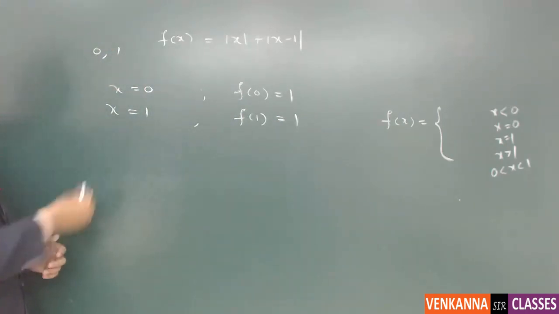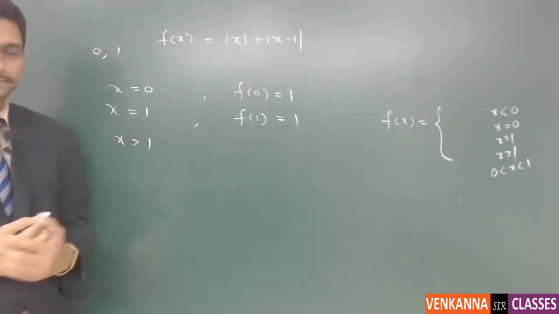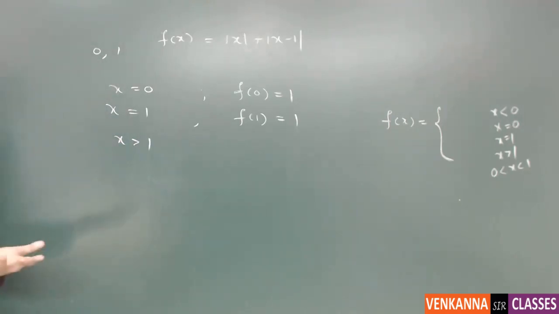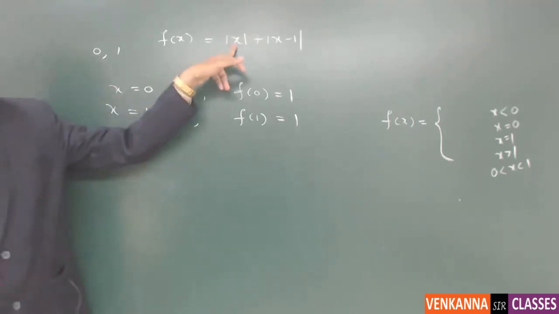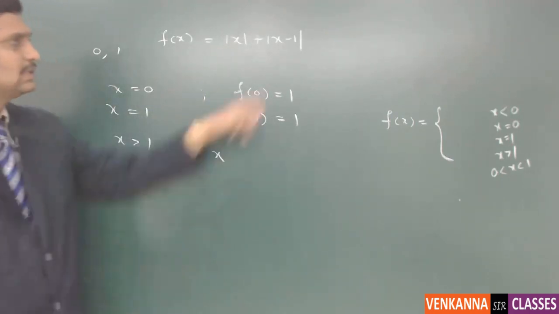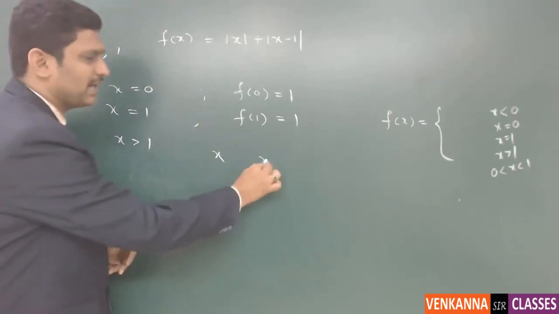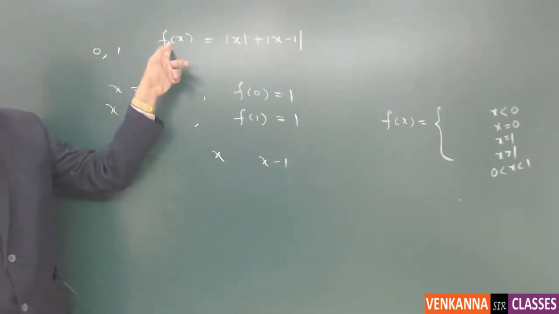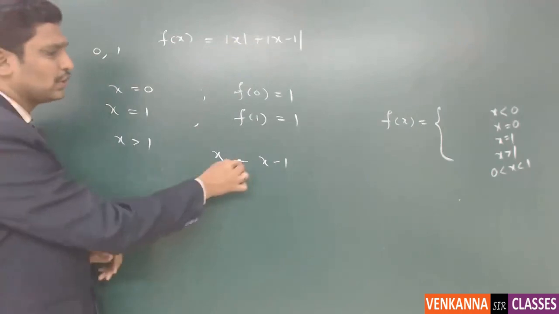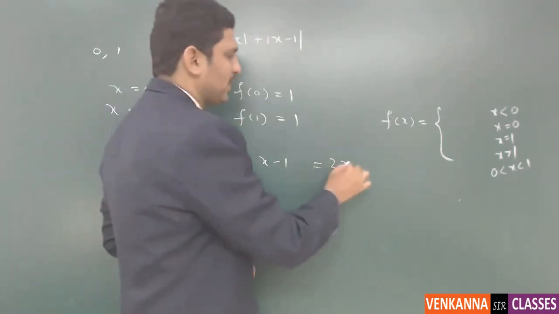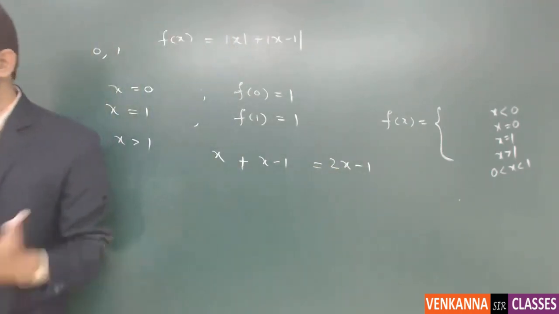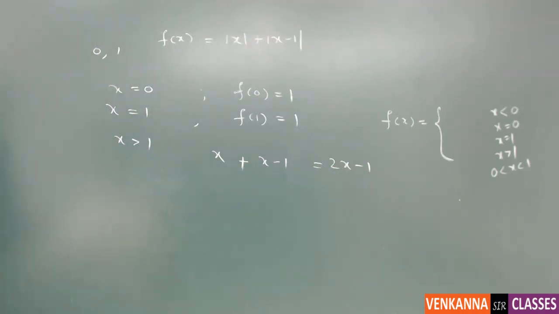Now take the case that if x is greater than 1, so just assume that x is 2, 3, 4, any number. Then mod x is nothing but x and mod x minus 1 is nothing but x minus 1. Since f of x is the sum of these two values, you are adding them, it will be 2x minus 1. Accepted? How we are calculating the mod value? Any queries to anyone? Please tell.